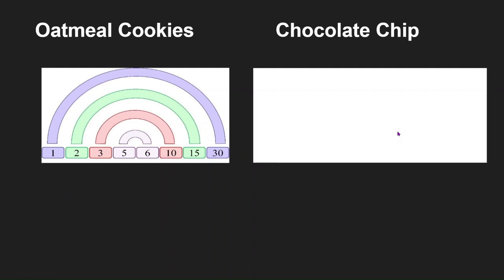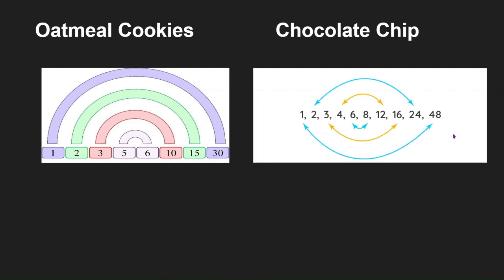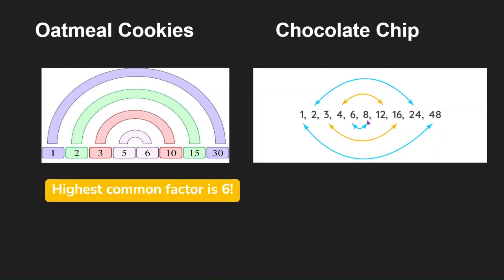If we look at the factors of 48, the chocolate chips, we get this: 1 times 48, 2 times 24, 3 times 16, 4 times 12, and 6 times 8. So if we're looking for the highest common factor, we can look over here at 30. 30 is not a factor over here, right? 15 is also not a factor. 10 is not a factor. 6 is a factor. So 6 is our highest common factor, right?